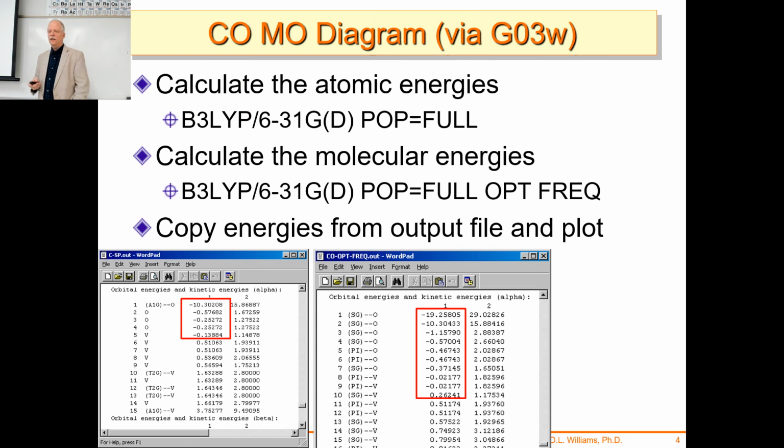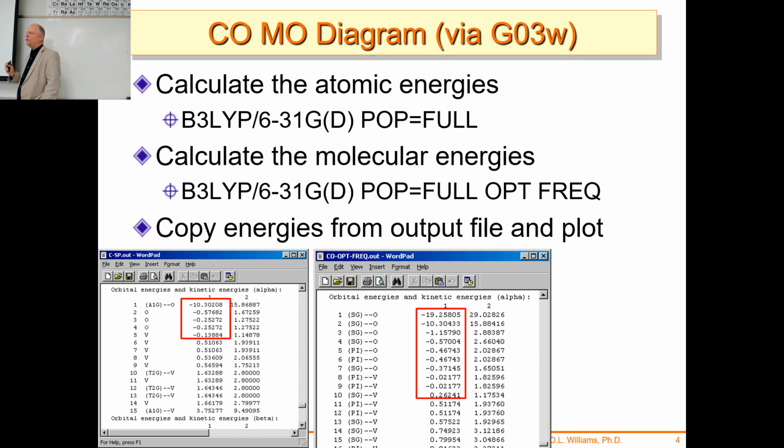So now let's look at carbon monoxide. I wanted to get specific, actually try to be as accurate as possible for this molecule. And so I ran the atomic energies and the molecular energies using density functional theory in Gaussian. And then I copied those energies from that log file to Excel and plotted them. And so I built this molecular orbital diagram. I didn't build it by hand. I built it using Gaussian.